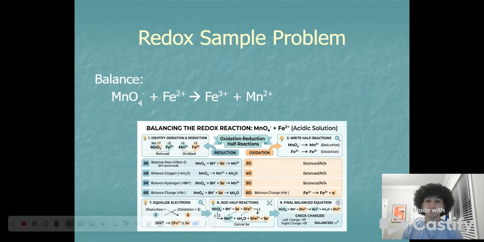Let's check the charges. On the left we have -1, 8, and 10, which makes 17. On the right we have 2, 0, and 15, so 17. Both are balanced.